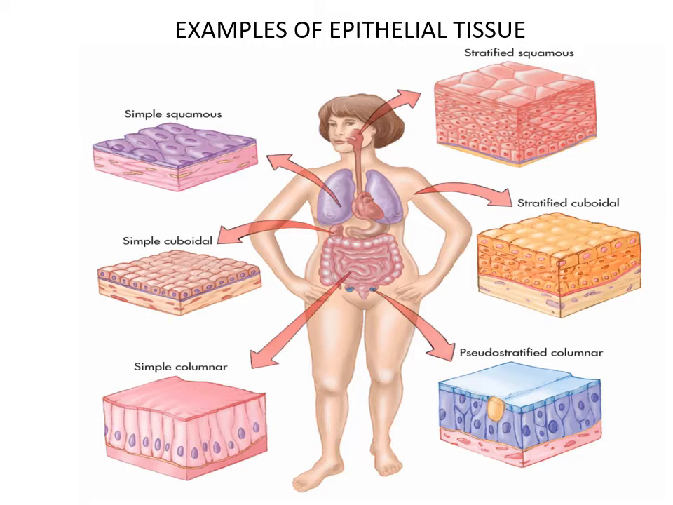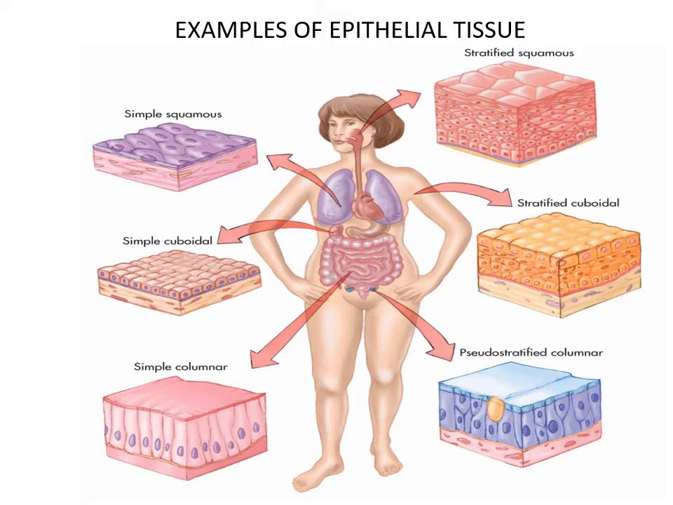If you look at this image, there's really three main shapes of epithelial cells. There's squamous, columnar, and cuboidal. These can be arranged as a single layer, such as simple epithelium, or it can be arranged in two or more layers, and then we would call it stratified.